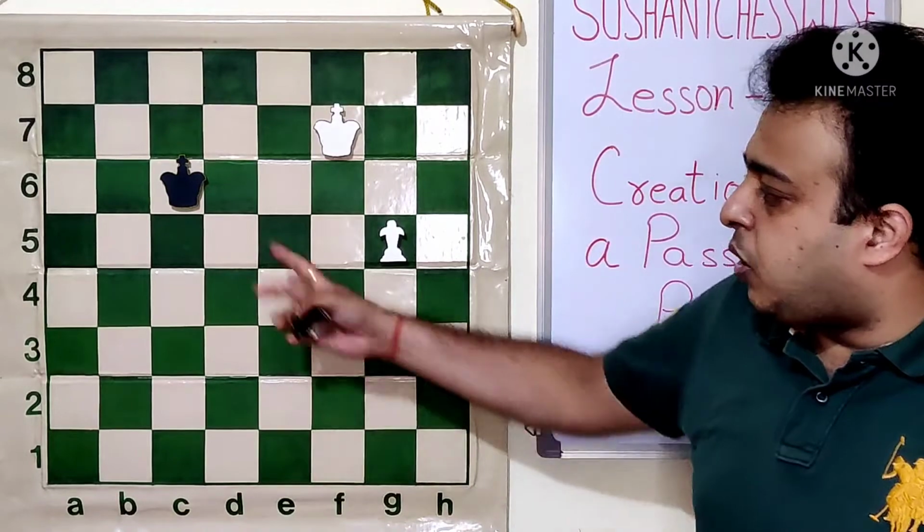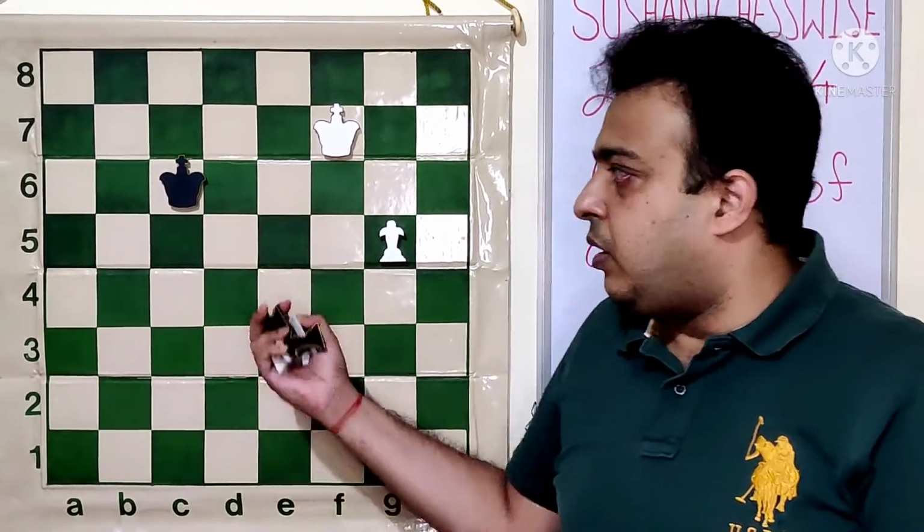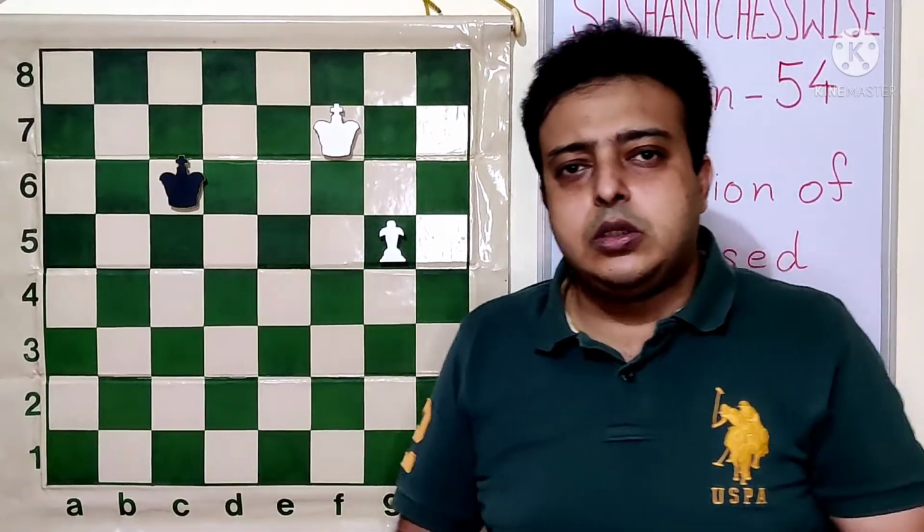Okay, so that is all about winning with an extra pawn when a passer is not there. So we learned how to create a passer. We are going to do more positions based on this idea.